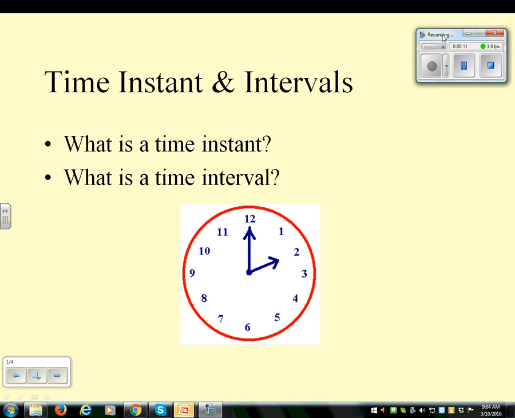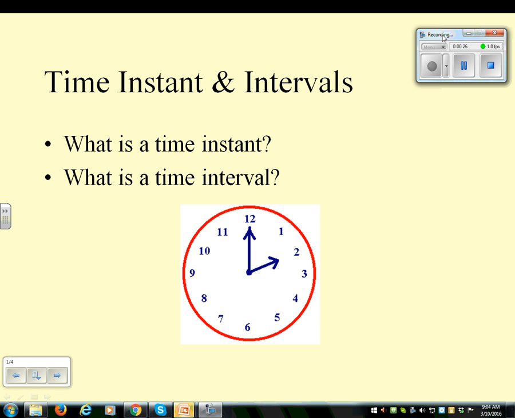So, one of the concepts that's actually in the curriculum is the difference between a time instant and a time interval. I think most people understand it intuitively. They already know it. We're just going to flesh it out, write it down, and formalize it. So, what is a time instant? What is a time interval?